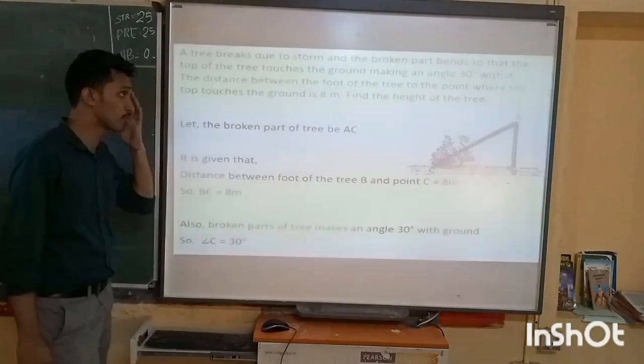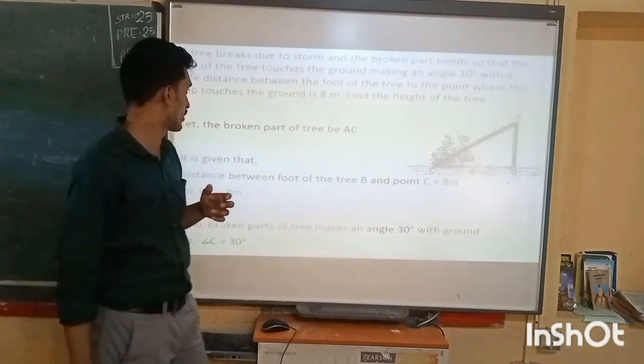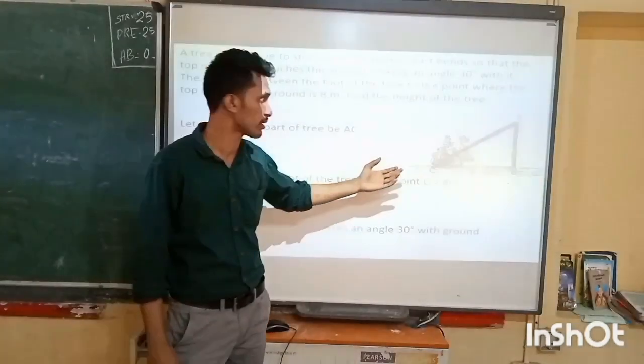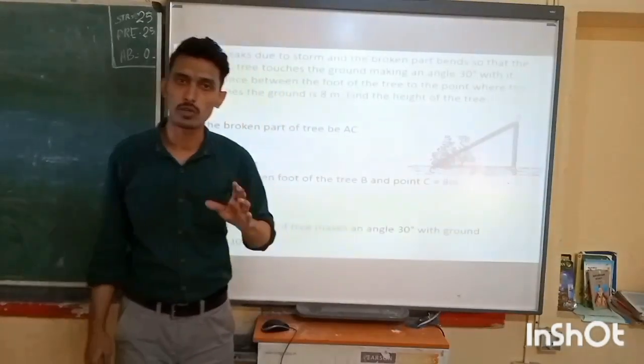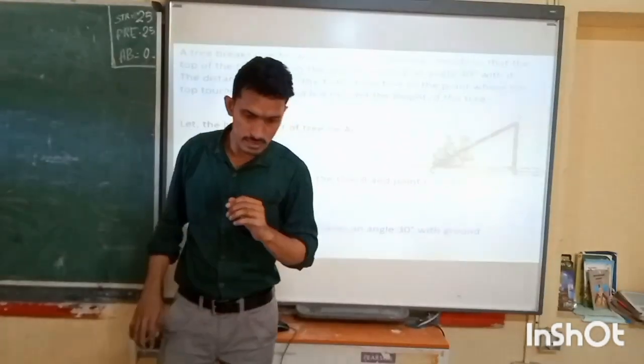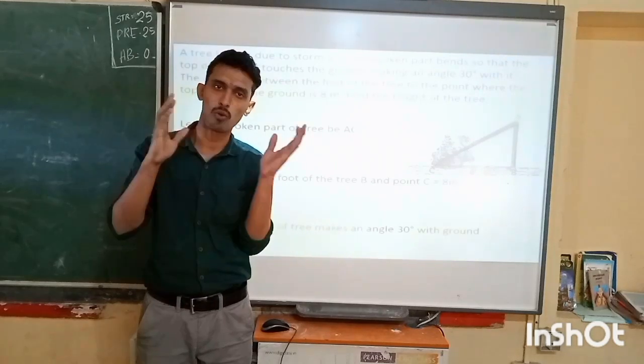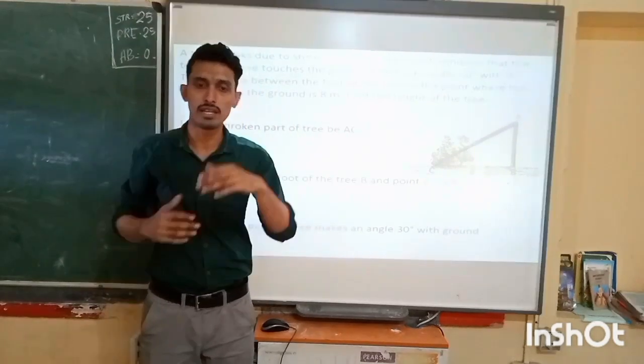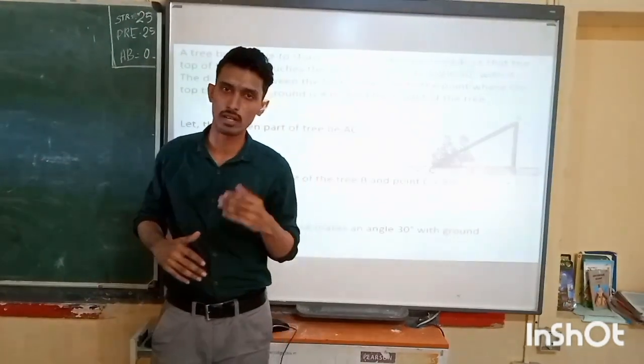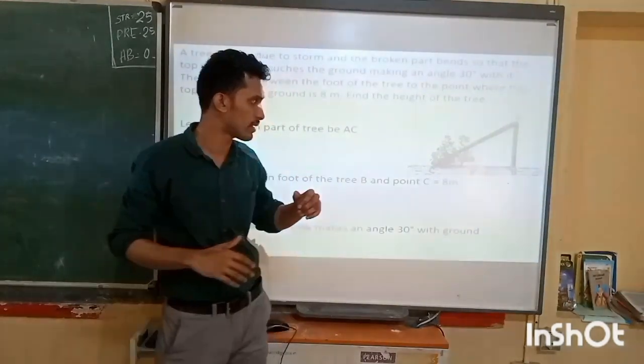The distance between the foot of the tree to the point where the top touches the ground is 8 meters. Find the height of the tree. So what has happened here is that due to a sudden storm, a tree has broken and the top of the tree is touching the ground level. So what is happening here?